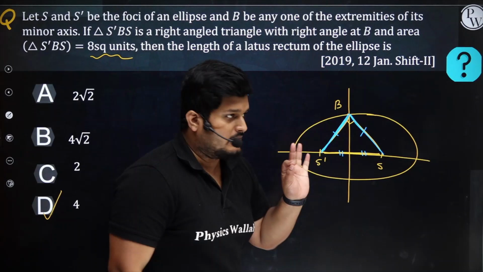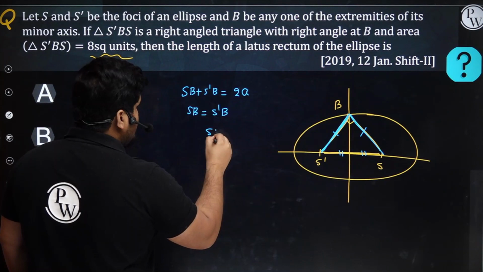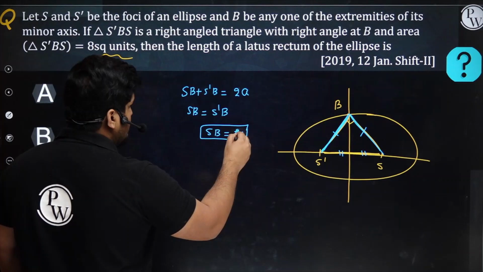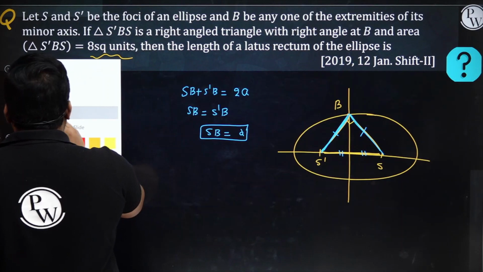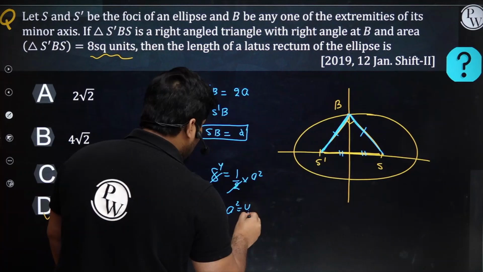And the area of this triangle, guys. These two are equal, SB and S dash B are equal. So we have SB equal to only a, sorry, only a. SB length will be equal to only a. So the area is given as 8 square units. So 8 is equal to half of this into this, which is a square. So this cancels out, 4. A square is 4, a is equal to 2.